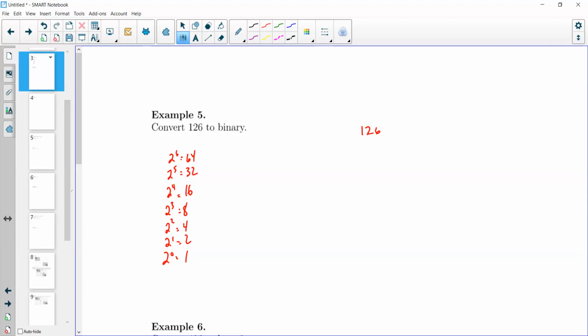So looking at 126, how many times does 64 go into 126? You've got a 50-50 chance of guessing. 1. Leaves me 62. How many times does 32 go into 62? Leaves me 30. Next digit. How many times does 16 go into 31? Leaves me 14. How many times does 8 go into 14?